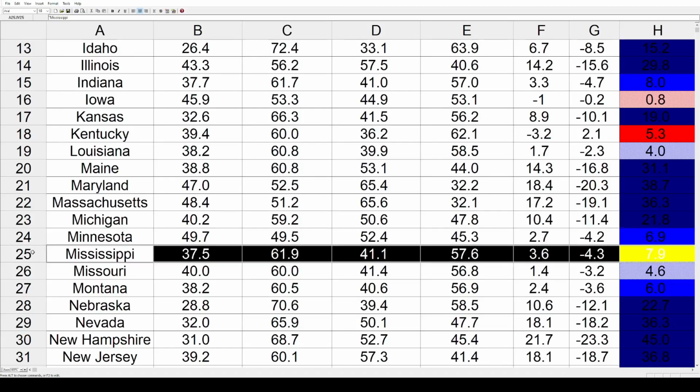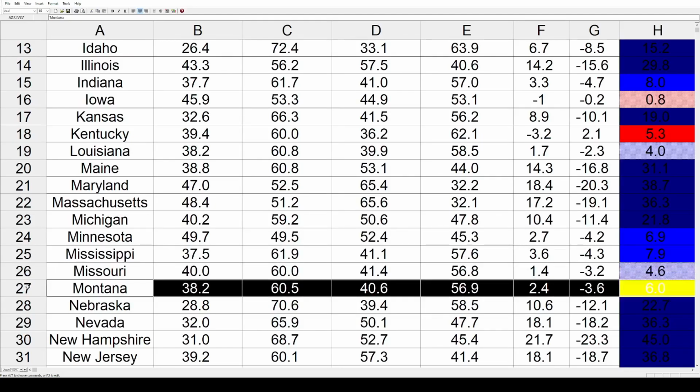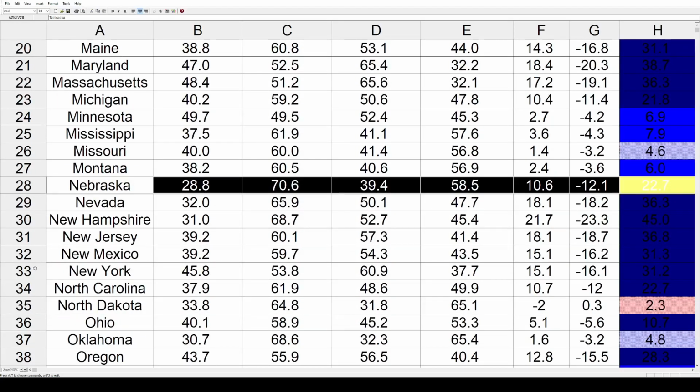Mississippi, same direction by 7.9. Missouri as well by 4.6. Montana, 6% also toward the Democrats. Now we've got more of these same shifts. These are all over 20-point shifts toward the Democrats.